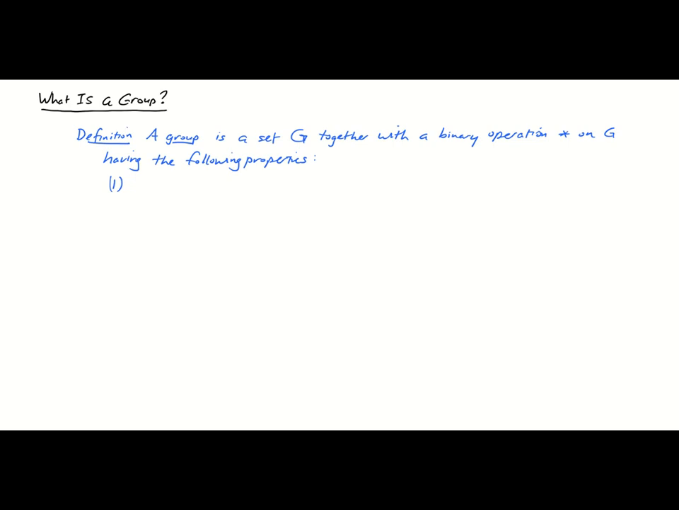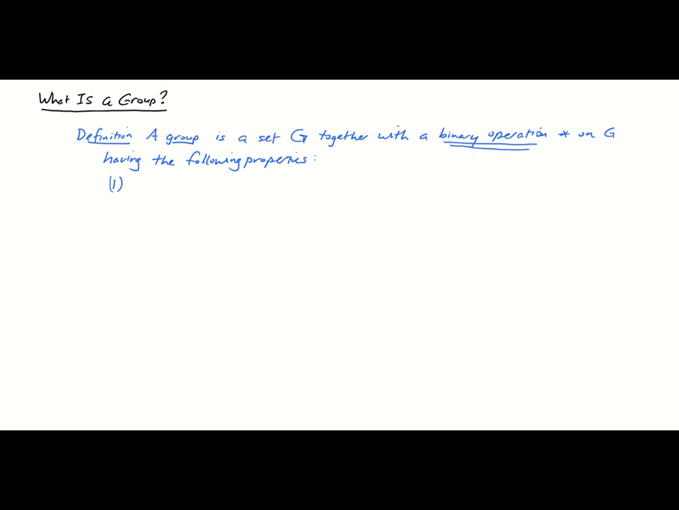So I'm going to define this in a way that's a little bit different from the definition given in Gallian. The definition given in Gallian is perfectly fine and sufficient. I added a property just to emphasize a specific aspect of having a binary operation, but actually the property I'm about to state is really covered by star being a binary operation.